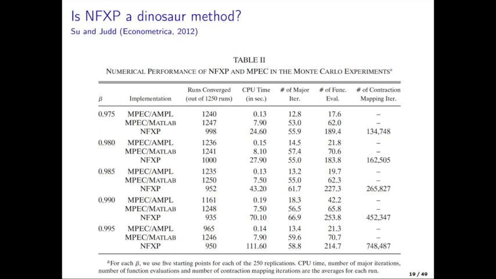So you may want to ask, is NFXP really a dinosaur method? Is it totally inferior to MPEC, or is something wrong with this tableau? Let's try to see if that's the case. We could do a bunch of things to try to speed up NFXP, and certainly doing 748,000 contraction iterations to estimate that model, I don't have patience for that. So let's see what we can do.